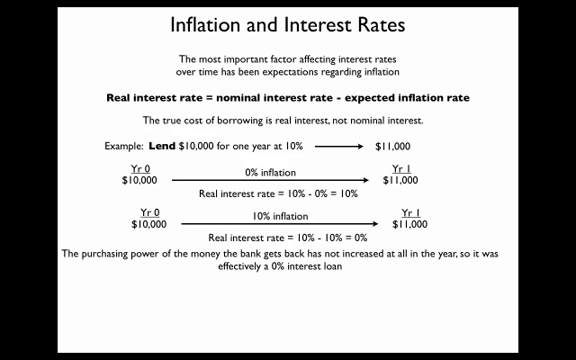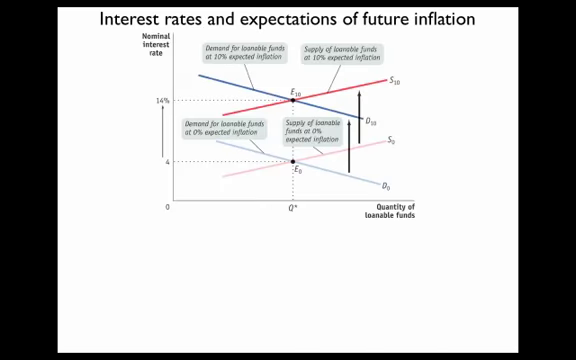So in this case, the money that the bank got back at the end of the year really reflected effectively a 0% interest loan. Now this works both ways, whether you're lending it or you're borrowing it. If you borrow it, it means that you effectively got a 0% interest loan. If you lent it, it means you gave out an effective 0% interest loan. Let's talk about expectations of future inflation and what it does to interest rates in practice.